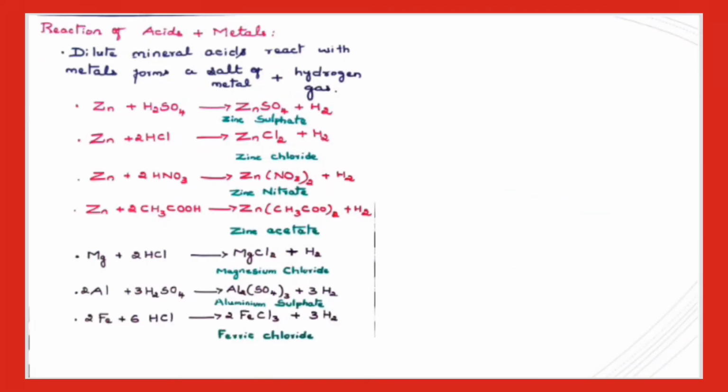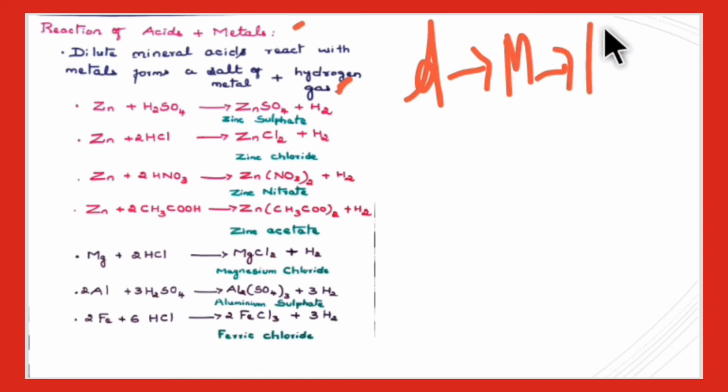Let us now move to reaction of acids with metals. Very important point. Okay, in TET there were questions based on this. So it is a very easy point actually. When dilute mineral acids react with metals, they form salts of the metal plus hydrogen gas. Very important. Whenever you hear that an acid reacts with a metal, it liberates hydrogen gas. Okay, you have to remember this.